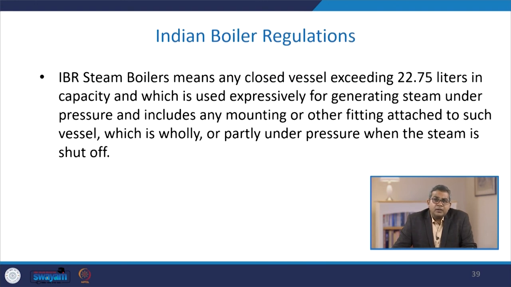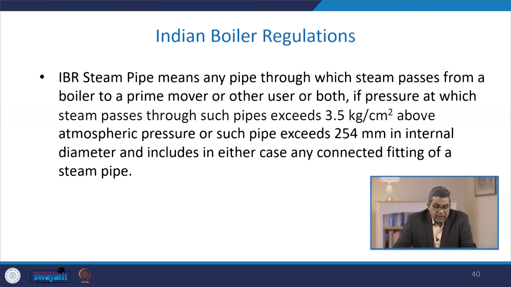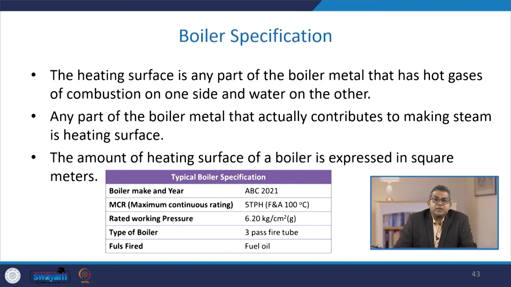Now, an IBR steam boiler means any closed vessel exceeding 22.75 liters in capacity which is used expressly for generating steam under pressure, and includes any mounting or other fitting attached to such vessel which is wholly or partially under pressure when the steam is shut off. An IBR steam pipe means any pipe through which steam passes from a boiler to the prime mover or other user or both, if the pressure at which the steam passes through such pipe exceeds 3.5 kilogram per centimeter square above atmospheric pressure, or such pipe exceeds 254 mm in internal diameter, and includes in either case any connected fitting of a steam pipe.